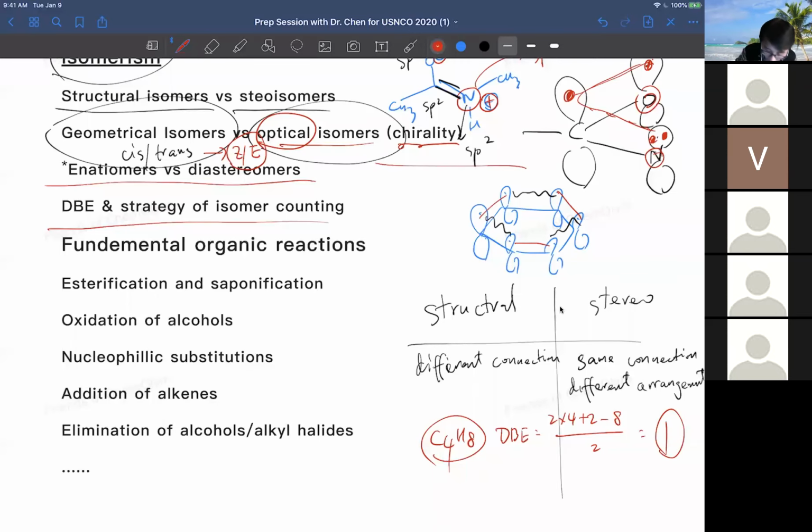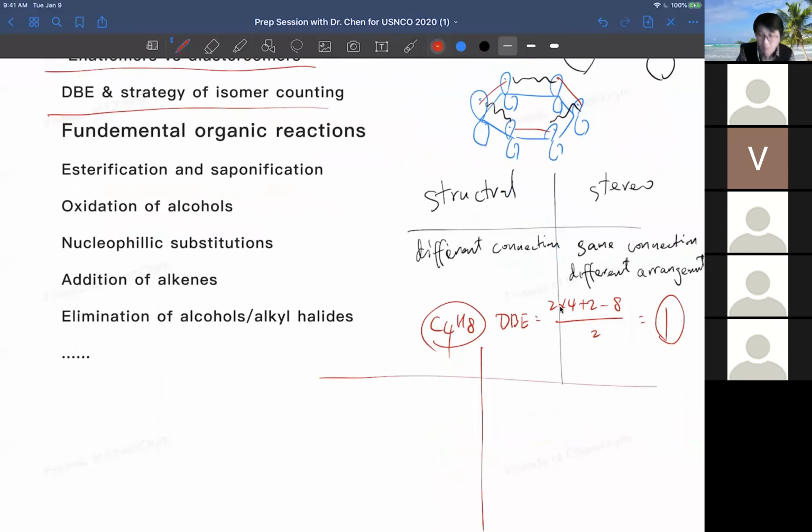So the DBE is 1, and then we can say how many different types of function group can be there. So it can be a CC double bond, it can be a ring. So this is based on functional group isomers or functional isomer. So the first step is calculate DBE. The second step is based on the DBE to differentiate how many different function groups we can get, right? So this is why the DBE calculation is crucial. Otherwise, you may totally forget the ring structure, right?